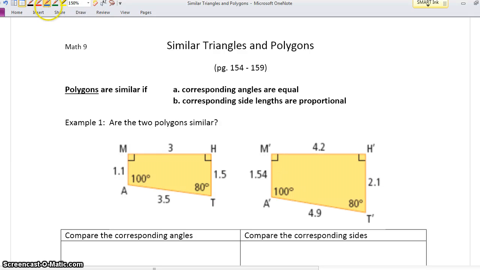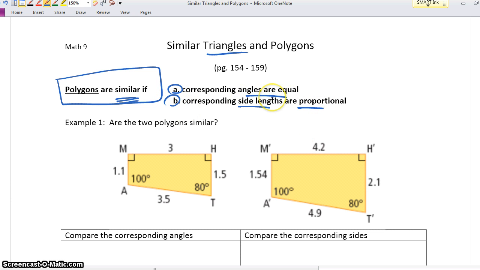Alright, we're going to combine what we saw yesterday about similar triangles with some new work on similar polygons, but the concepts stay the same. This concept of similarity is based on two things, just like we discussed yesterday: corresponding angles that are equal and corresponding side lengths that are proportional. Two things we're going to look for here.